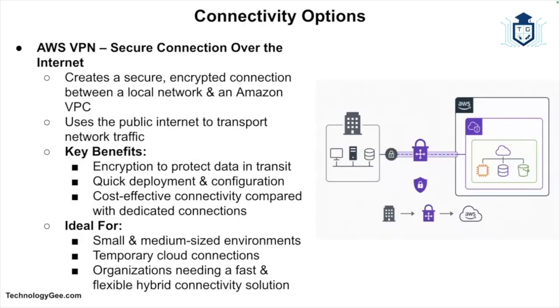All right, next let's talk about connectivity options. So one of the most powerful aspects of AWS is the ability to connect your on-premises environment to the cloud. And there are two main options that you need to understand. The first is called AWS VPN, and this allows you to securely connect your local network to your VPC over the internet to where your traffic is encrypted, it's quick to set up, and it's cost effective. And this is perfect for smaller environments or temporary setups.